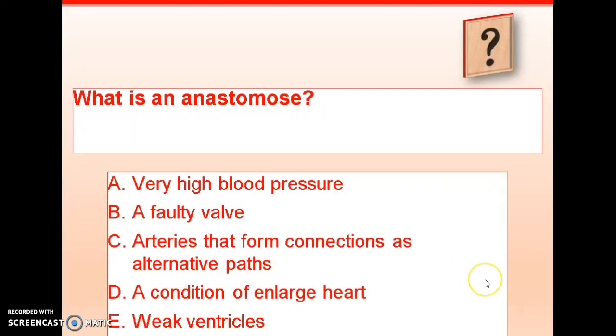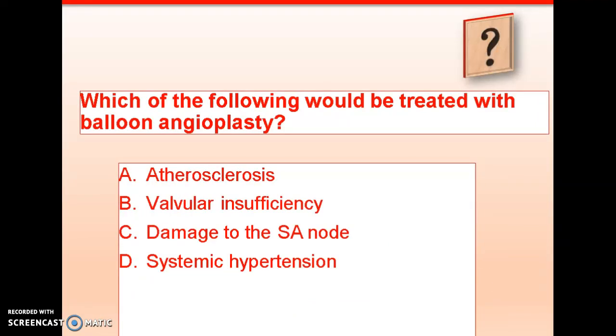What is an anastomose? Arteries that form connections as alternative paths. Which of the following would be treated with balloon angioplasty? Atherosclerosis.